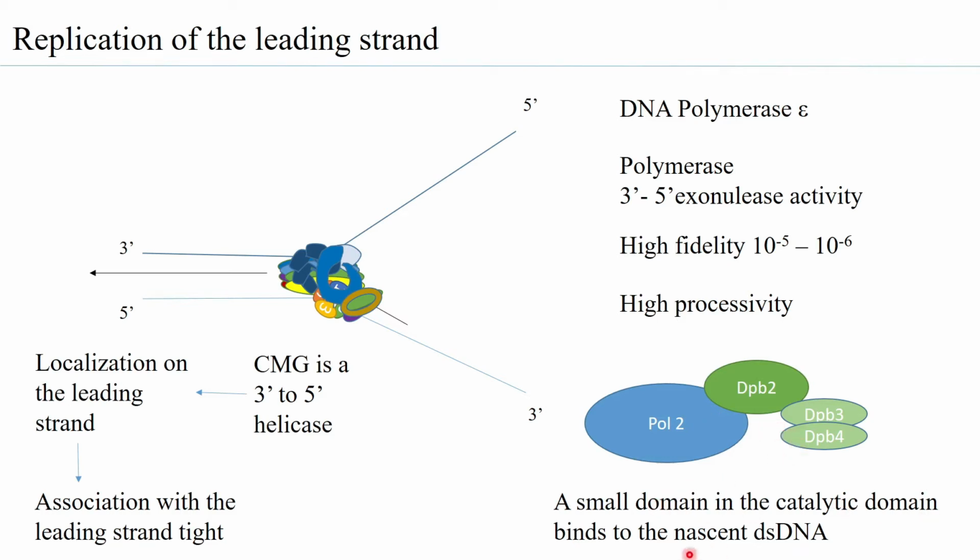A small domain in the catalytic domain binds to the nascent double-stranded DNA. So you know that this double-stranded DNA has been formed by the DNA pol alpha, and the catalytic domain of the DNA polymerase epsilon can bind to this double-stranded DNA and begin the process of synthesizing DNA.